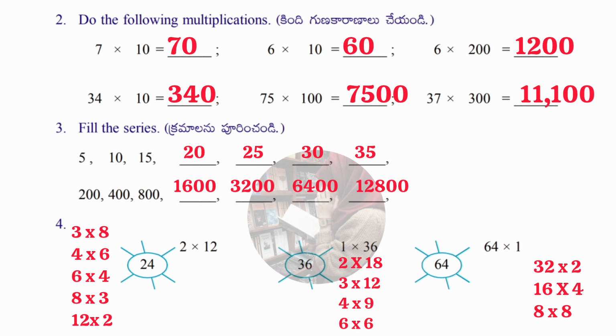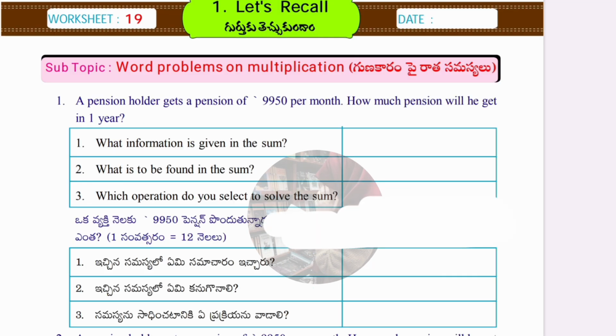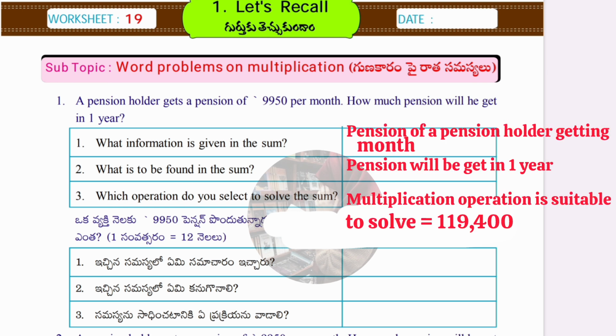Okay, now we'll move to the next worksheet, that is worksheet number 19. Here the topic is word problems on multiplication. Okay, let's see the question. Firstly, we did the problems on addition. Next, we did the problems on subtraction. Now we are going to do the problems on multiplication. Okay, here the question is: a pension holder gets a pension of 9,950 per month. How much pension will he get in 1 year?